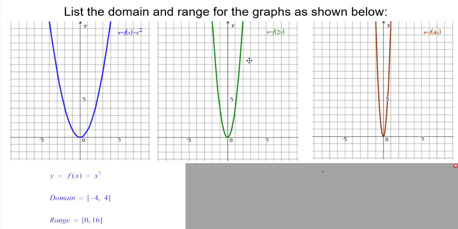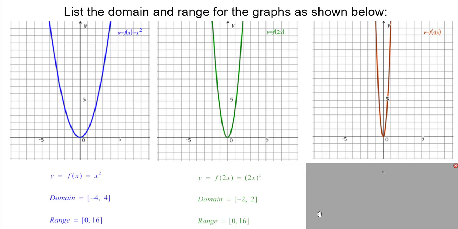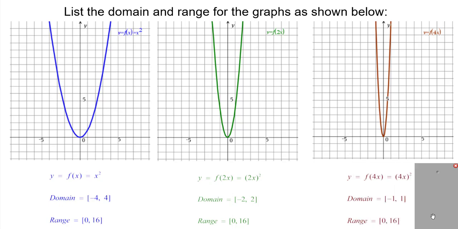So take a minute right now and list the domain and ranges for these, the green and the brown graph. Press pause and then resume when ready. So y equals f of 2x, which is the quantity of 2x squared. The domain is going from -2 to 2 inclusive. Range is the same. For y equals the quantity of 4x squared, domain only goes from -1 to 1 inclusive, and 0 to 16 again.